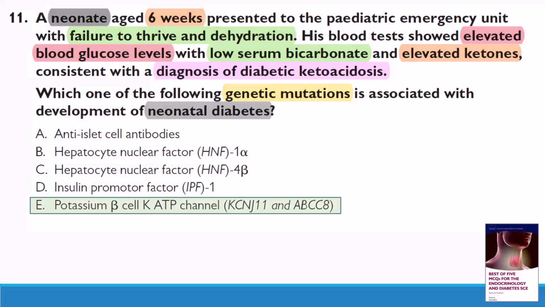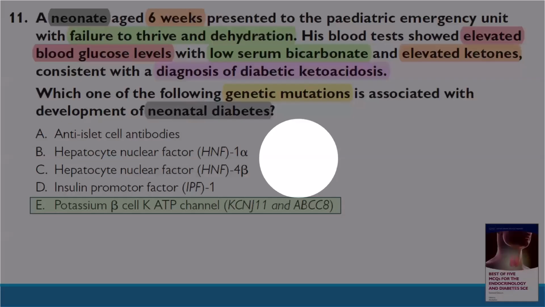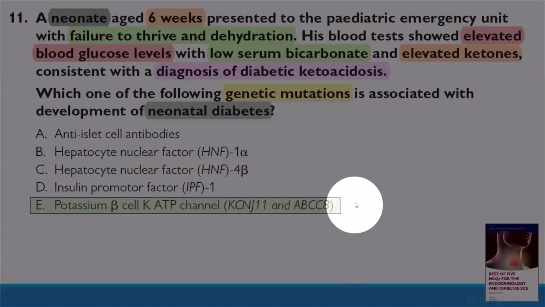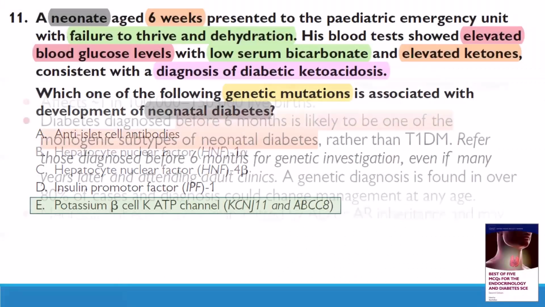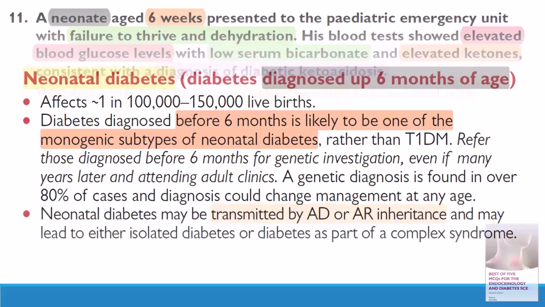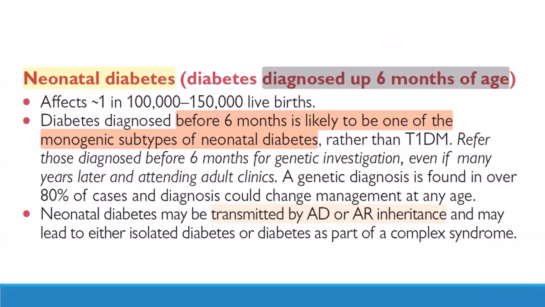Potassium beta cell K-ATP channel. KCNJ11 and ABCC8 are the responsible gene mutations associated with neonatal diabetes mellitus, which is diagnosed in the first 6 months of life. Of course, any diabetes diagnosed in the first 6 months of life is neonatal diabetes mellitus.